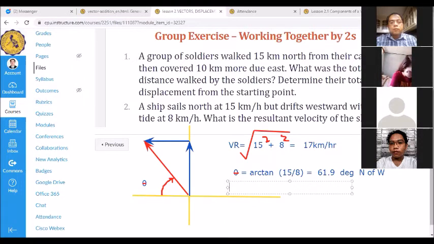And then remember how we completely write our displacement or our vector, guys. So if you have VR, we usually write it in this manner. So 17 kilometers per hour at 61.